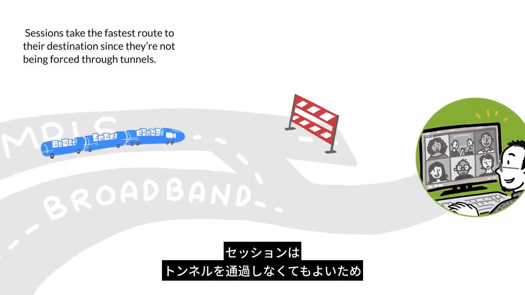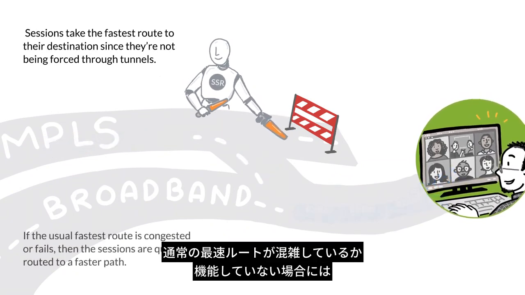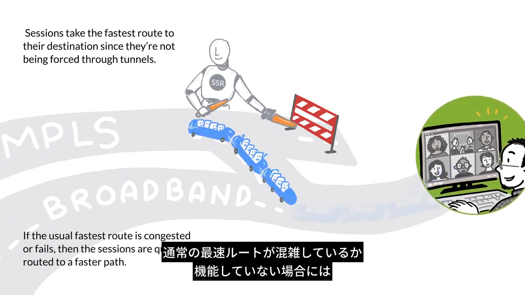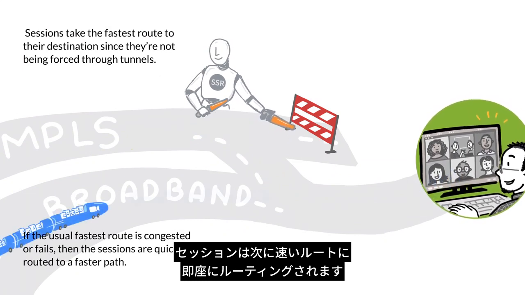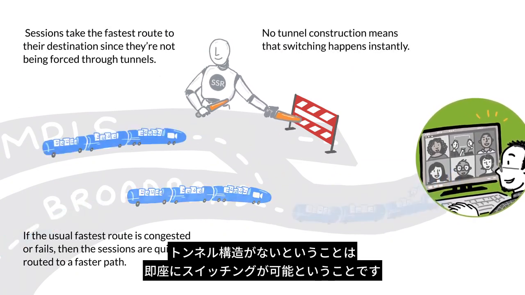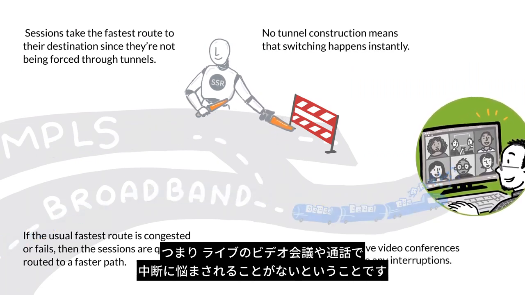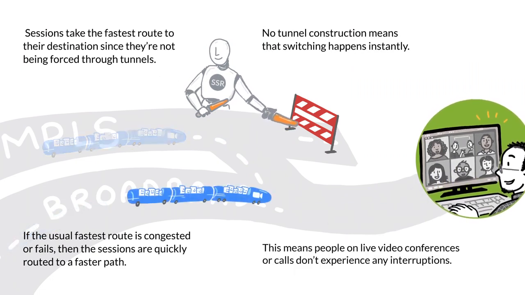Sessions take the fastest route to their destination since they're not being forced through tunnels. If the usual fastest route is congested or fails, then the sessions are quickly routed to a faster path. No tunnel construction means that switching happens instantly. This means people on live video conferences or calls won't experience any interruptions.